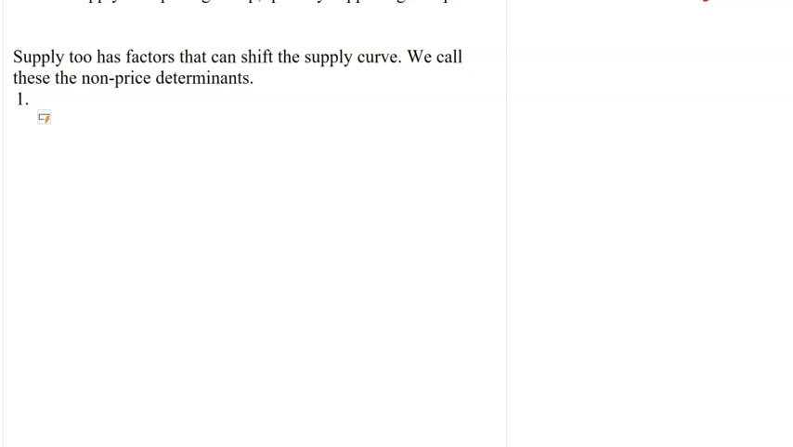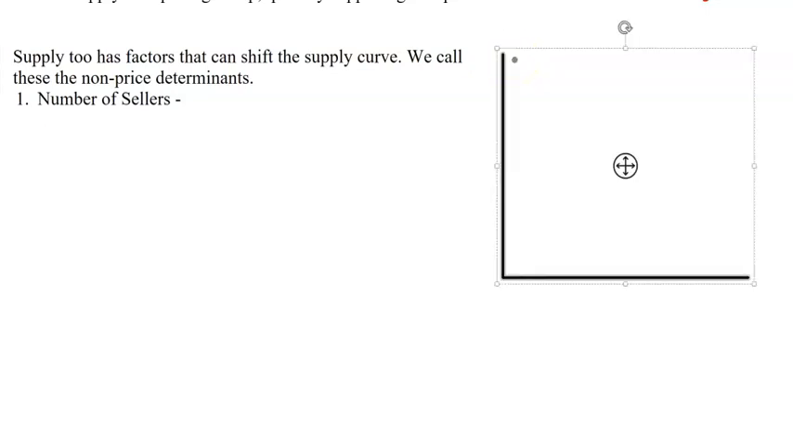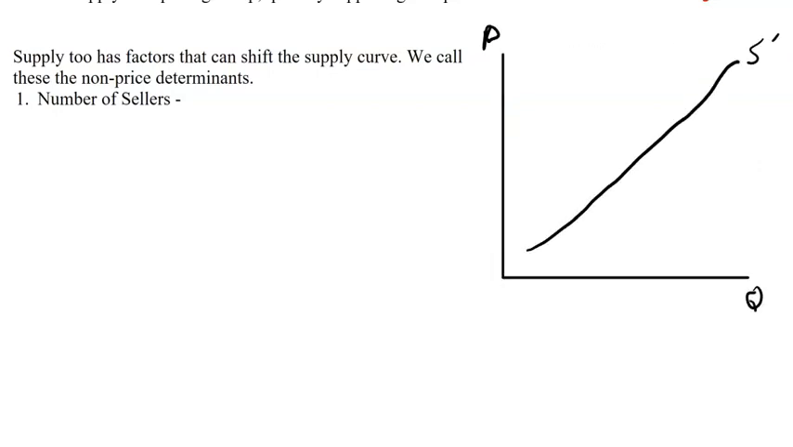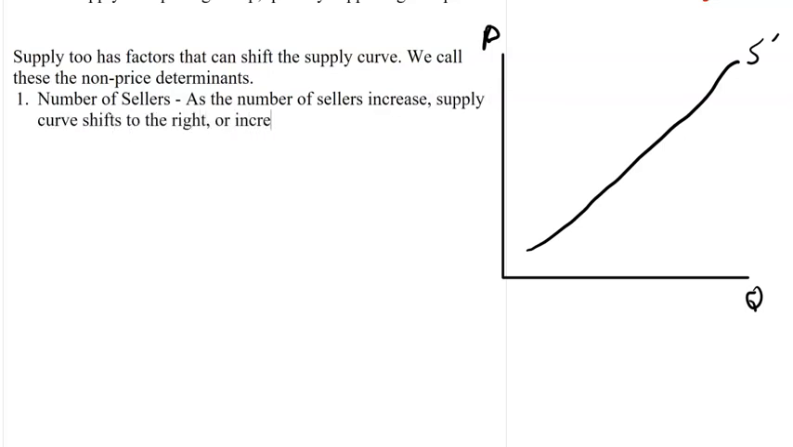So we know that the number of sellers can definitely increase or decrease the supply curve. So let's draw the curve first. So we have our curve here. This is price, this is quantity, and this is my supply curve. As the number of sellers increases, the supply curve shifts to the right, or increases.